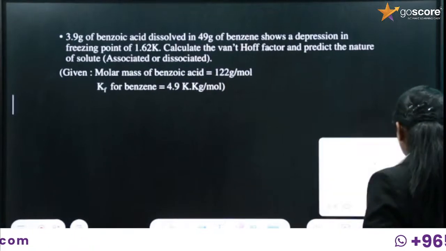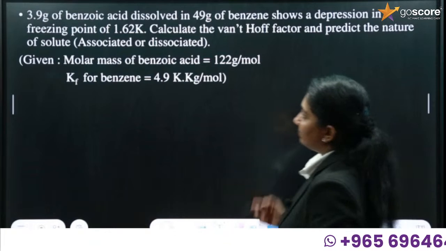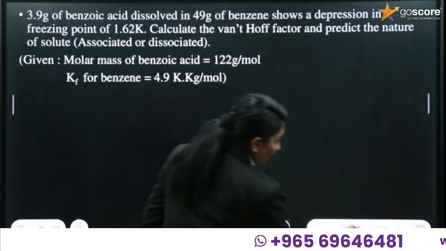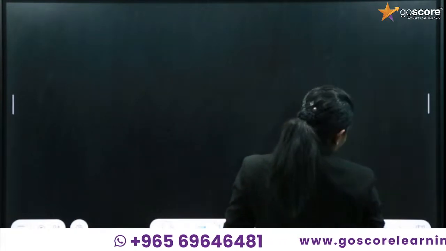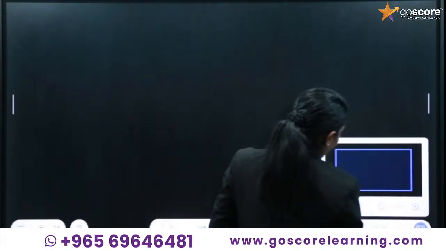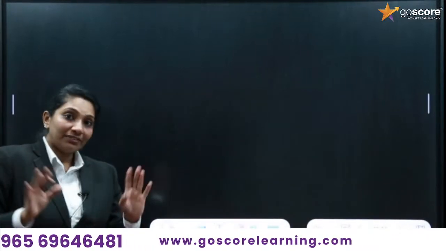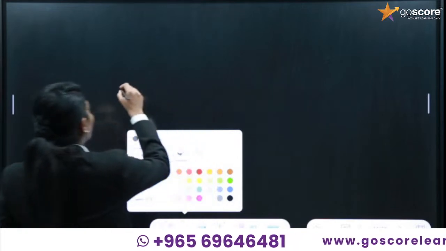Okay, so this is clear for you. Now we can do some numericals based on it, right? So before that, one more thing I want to add. We have discussed the Van Hoff factor. As the Van Hoff factor is an important parameter, definitely there will be changes in the colligative property.